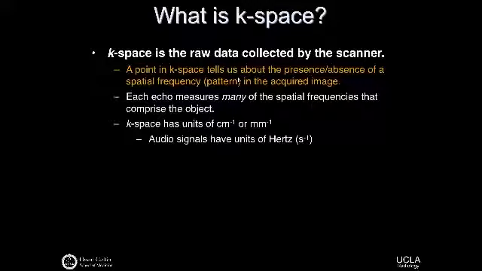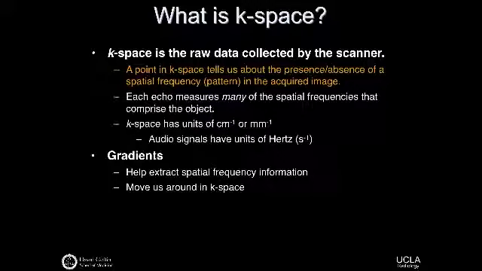Each echo that we acquire measures many of the spatial frequencies that comprise an object. And this term spatial frequency is going to keep coming up, and I want to give you a little bit of insight to that. K-space does have units. We keep referring to it as a spatial frequency. Usually you think of audio frequencies, and they're hertz, cycles per second. These are K-space or spatial frequencies, and they have units of 1 over distance, 1 over centimeters, 1 over millimeters, and you can think of that as being sort of analogous to an audio signal.